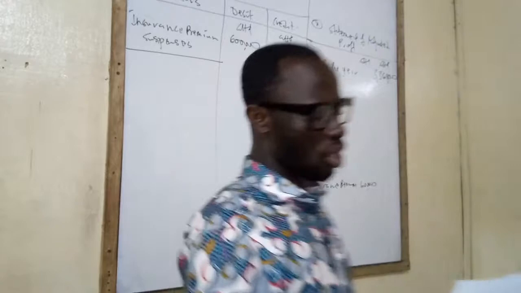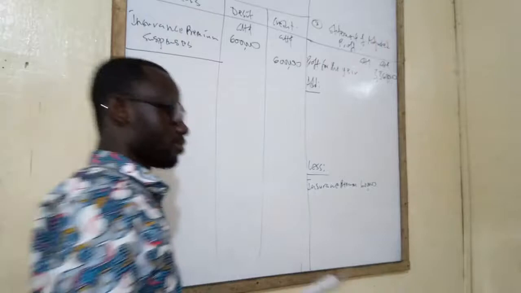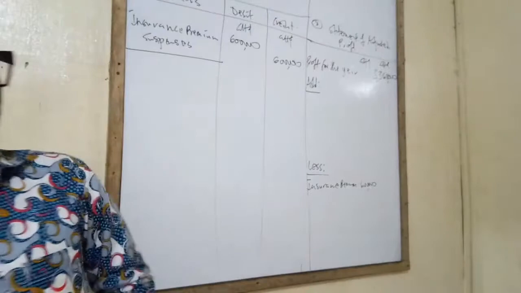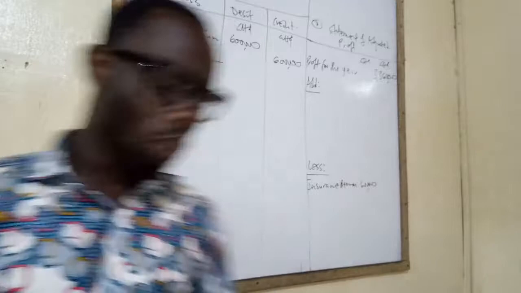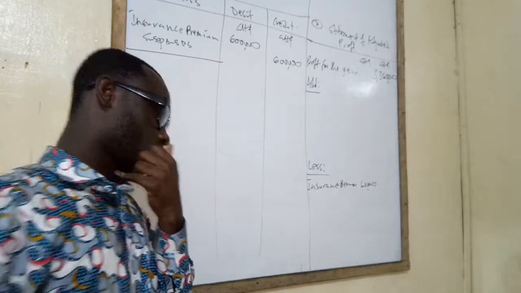What is that? This one is a personal transaction. So meaning it should have gone to where? Drawings account. But it has been put into purchases. What is the effect of this? So how do we correct this error?